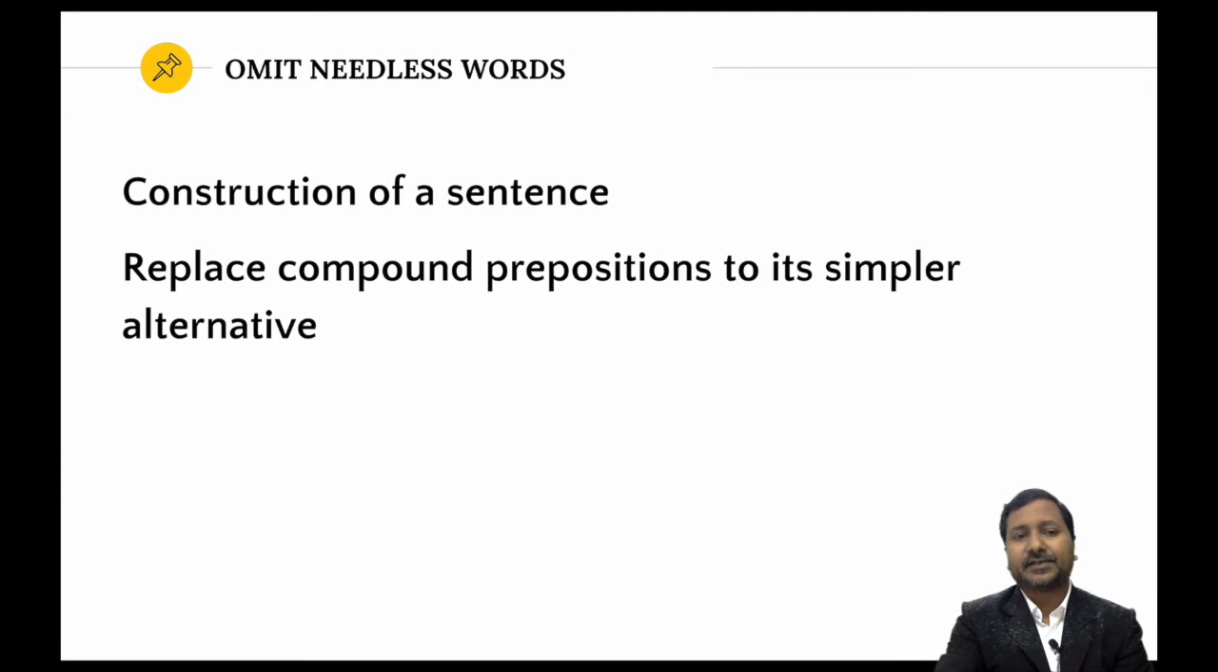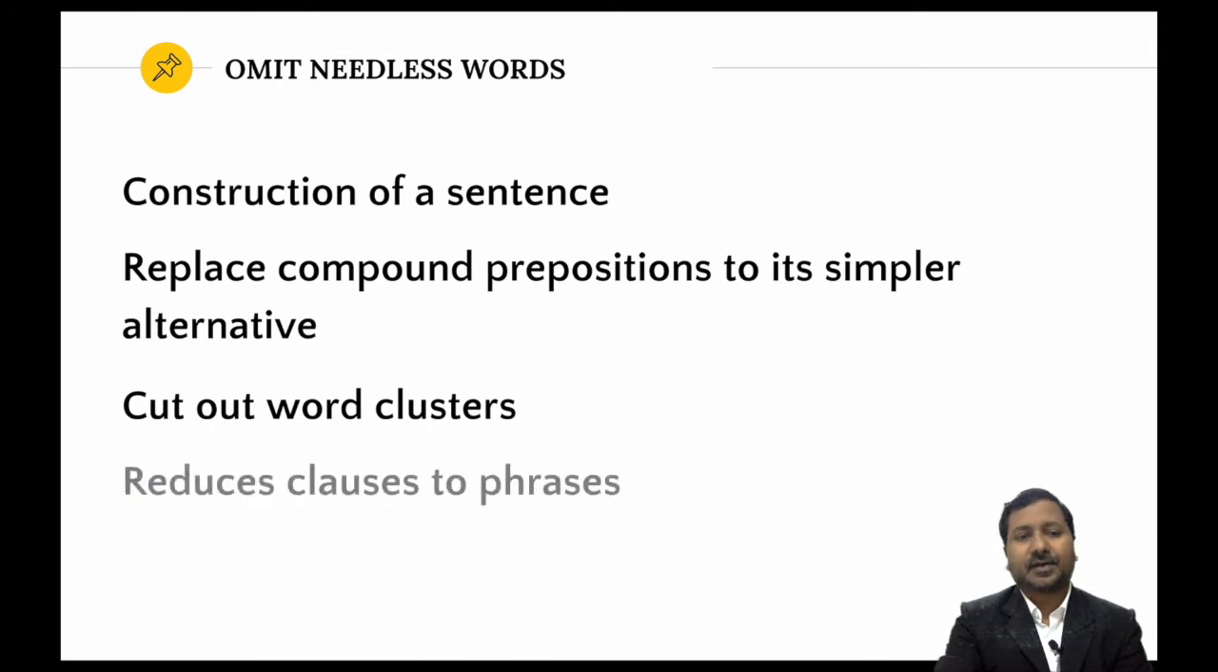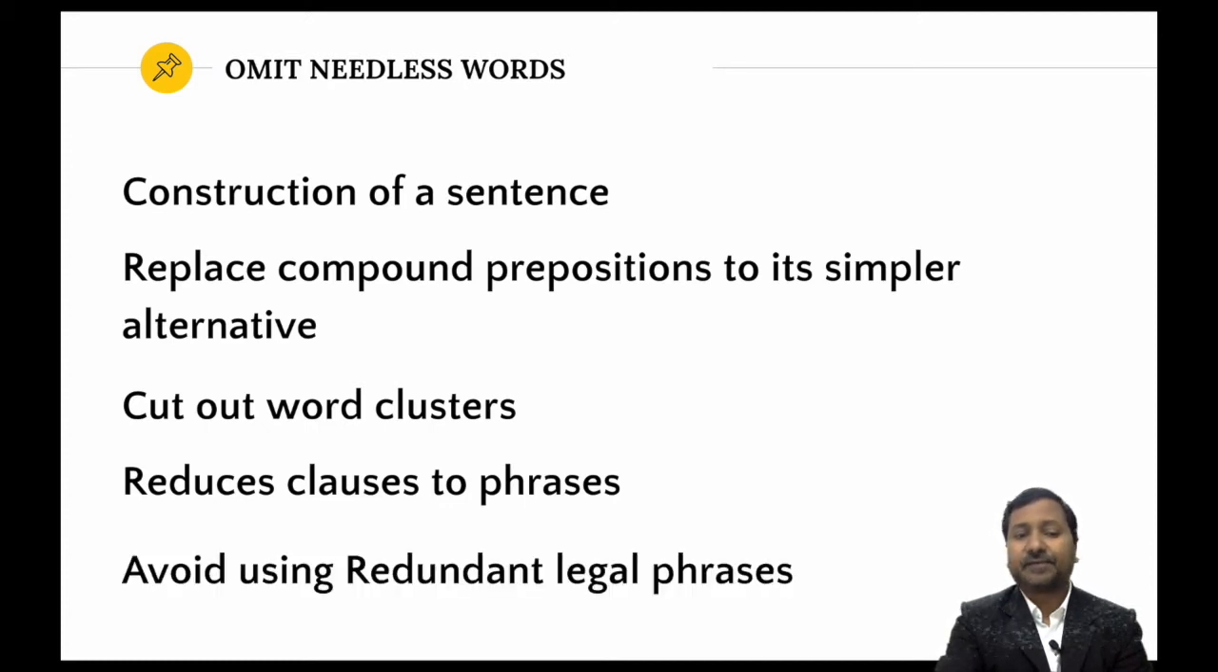The second technique is replace compound prepositions with simpler alternatives. Prepositions tend to add a lot of clutter, and having an alternative word would simplify the sentence and make it much shorter. Third technique is to cut out word clusters. And fourth, wherever you find clauses, reduce them to a phrase. And the fifth technique is avoid using redundant legal phrases. Now let's see examples for each of these techniques.